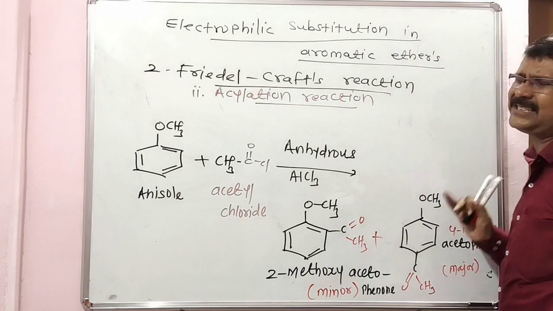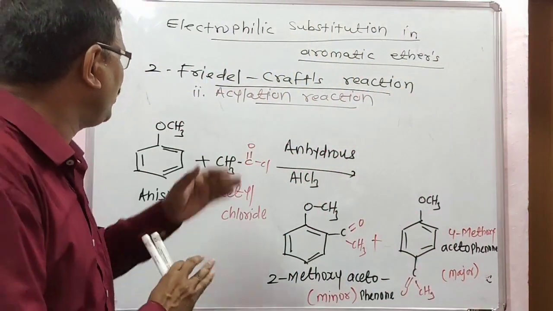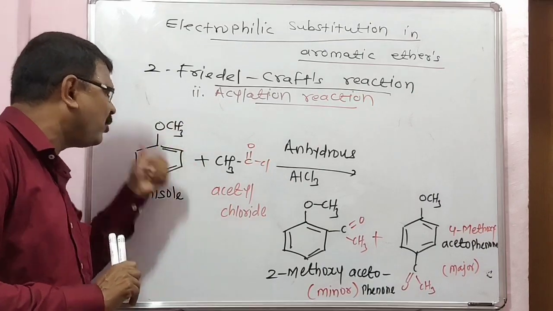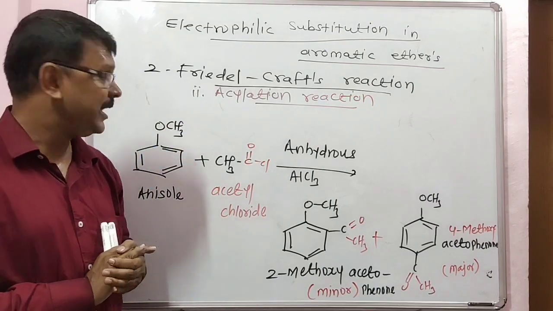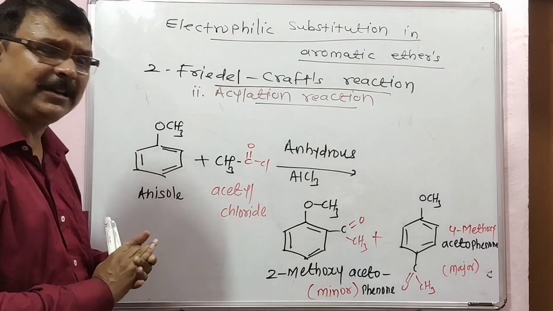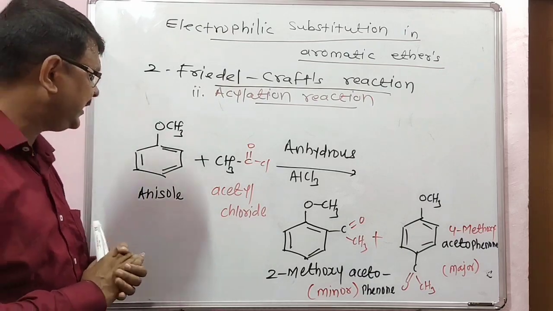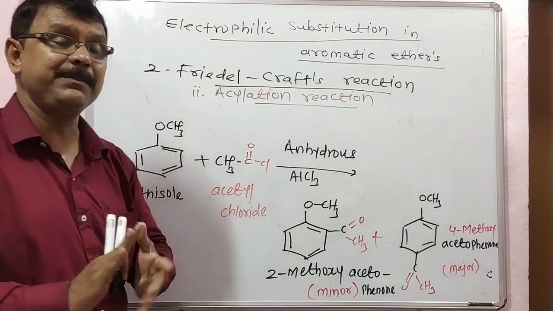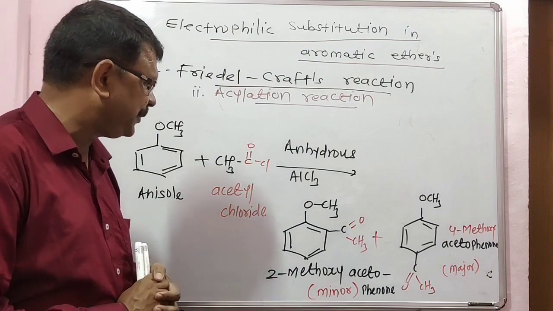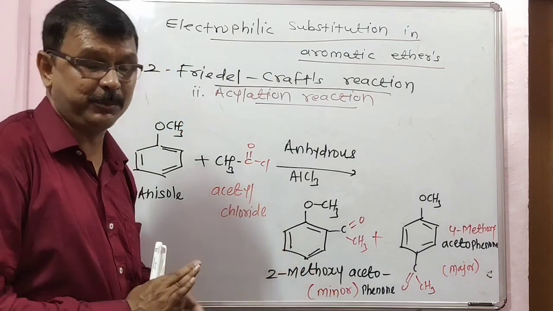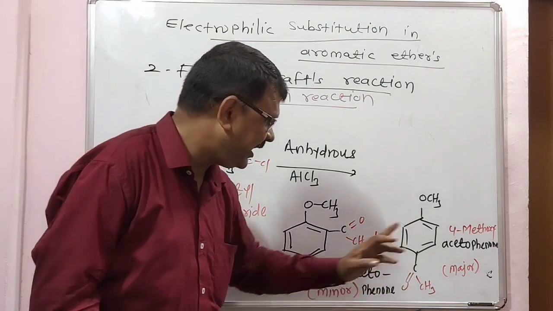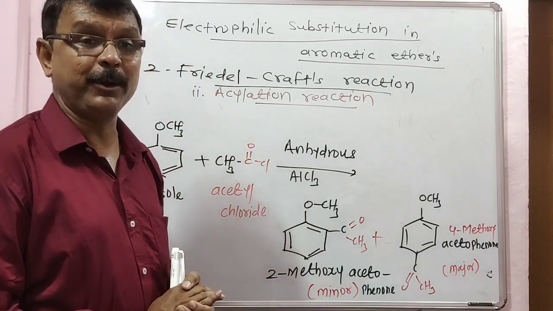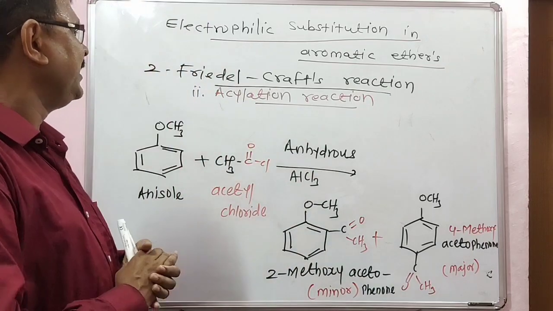Why is this reaction called an acylation reaction? Because an acyl group is introduced in the benzene ring of an aromatic ether. Simple explanation here. When anisole is reacted with acetyl chloride in the presence of anhydrous AlCl3, it gives a mixture of 2-methoxyacetophenone, which is actually the minor product at the ortho position, and 4-methoxyacetophenone, the major product. The reaction is a Friedel-Crafts reaction.